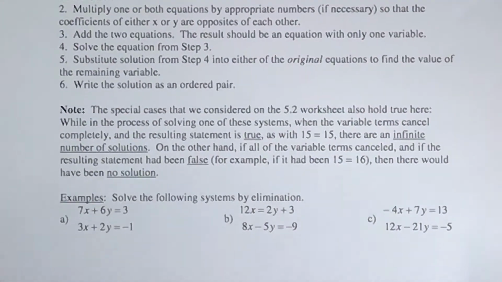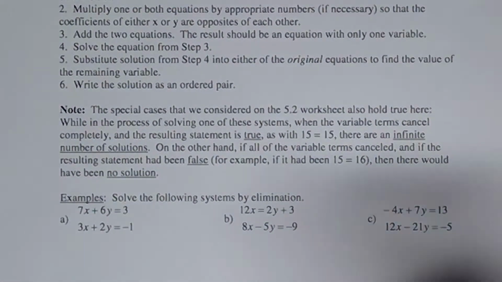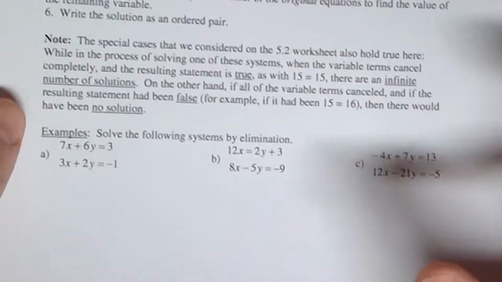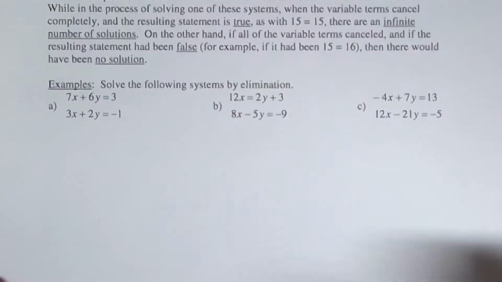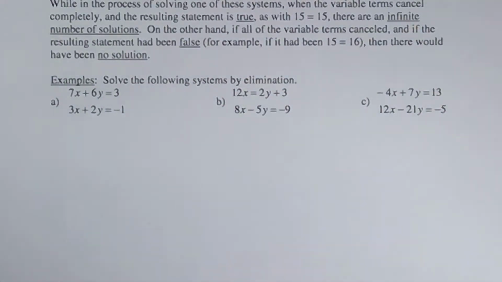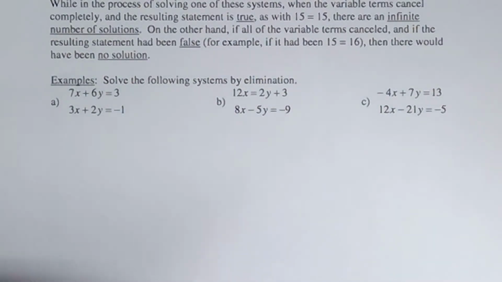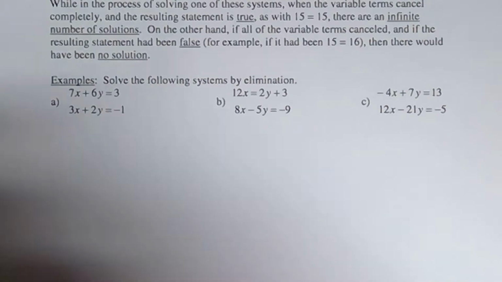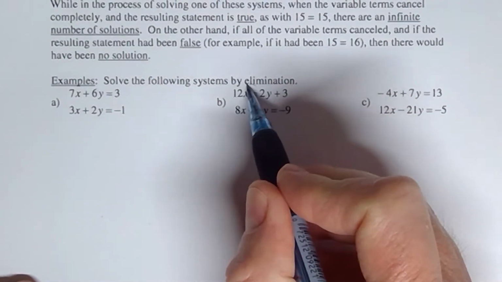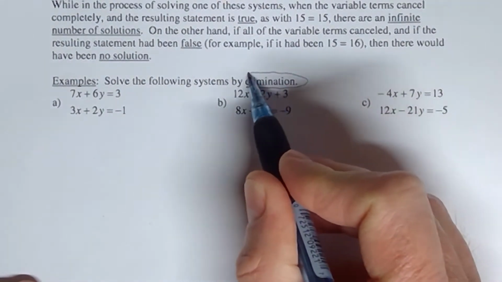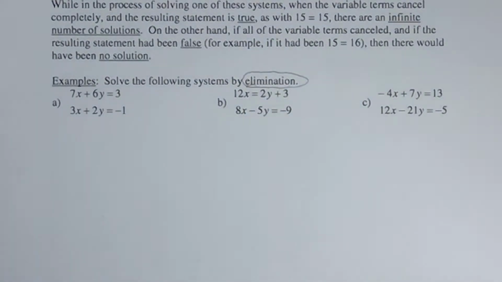In this current section, all of those results will be the same. You will either get an answer where you just have an ordered pair, or you'll have one of those other two possibilities where the variables disappear and you'll either get a true or false statement. So we have a total of three possibilities that we learned about in section 5.2. Those same three results are going to occur here, but the only difference is the method that you use to get to whichever one of those three results takes place.